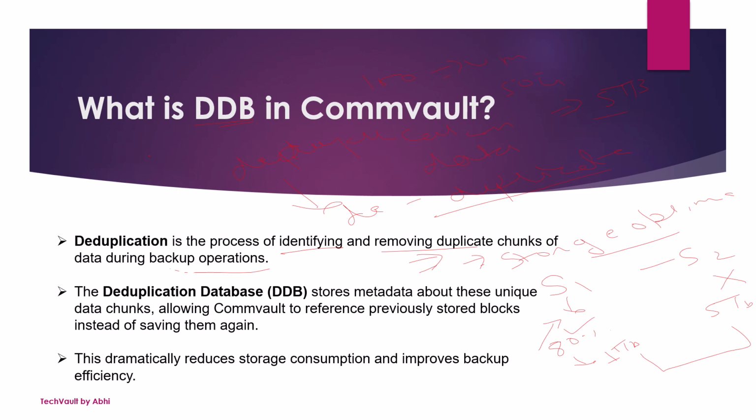At the time of DDB, they only retain the unique values. Then what about the modified values? This is the next part. The DDB database stores the metadata about these unique data chunks, allowing Commvault to reference previously stored blocks instead of saving them again and again. So this dramatically reduces storage consumption and improves backup efficiency as well, because there are multiple factors on which the backups depend.